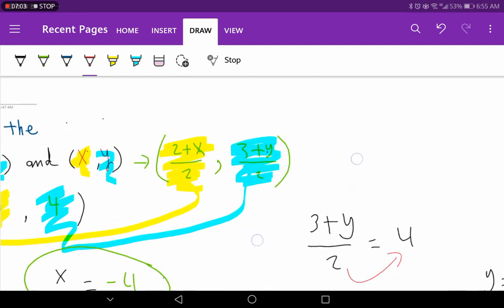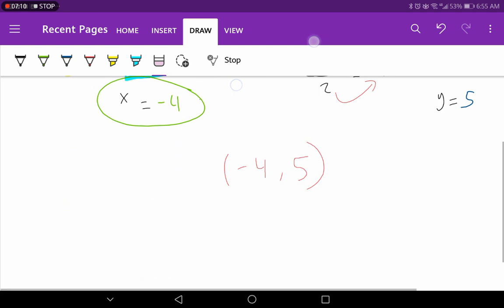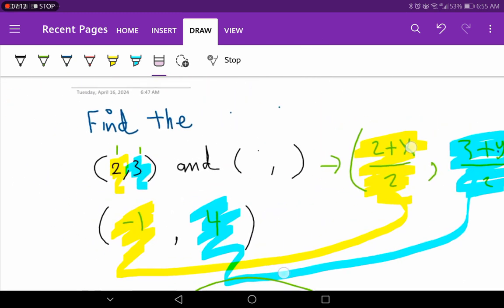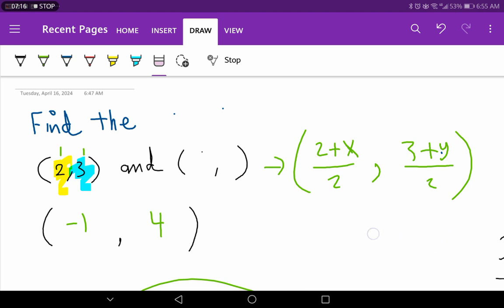So as you know here, negative 4 and 5. Let me clean everything here. Negative 4 and 5 as two endpoints. The midpoint of them is negative 1 and 4.